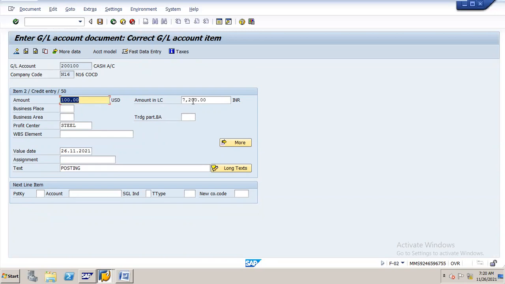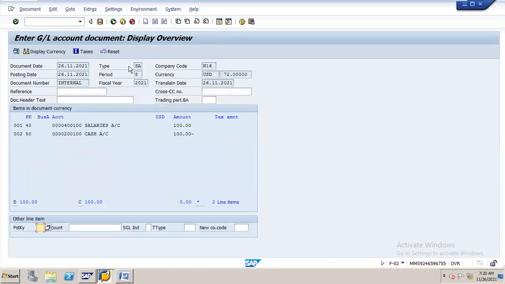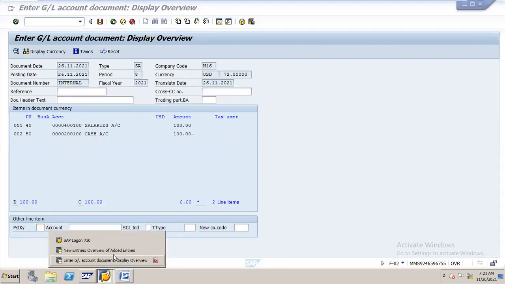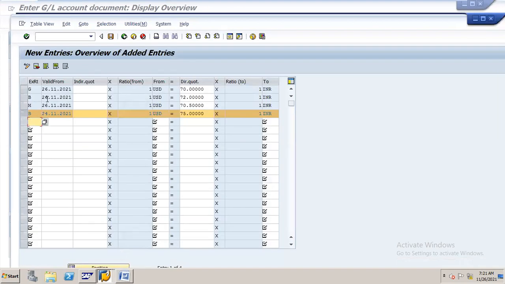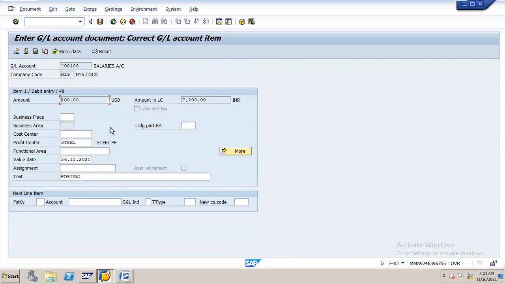How much has it taken? 72. Did I give it manually here? I just gave the $100. How has it taken? Tell me. Because when I am posting F-02, I have given the SA document type, and in the SA document type, I have given B type. In the Forex table, for B type, what is the rate? 72. Right or not? Yes, madam.